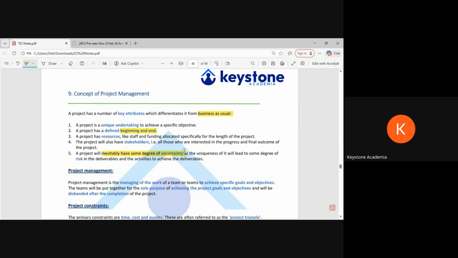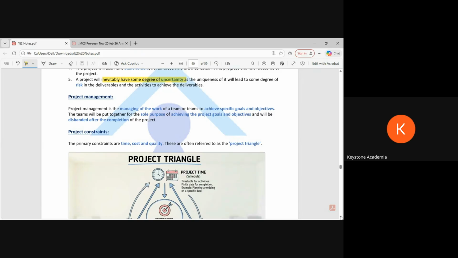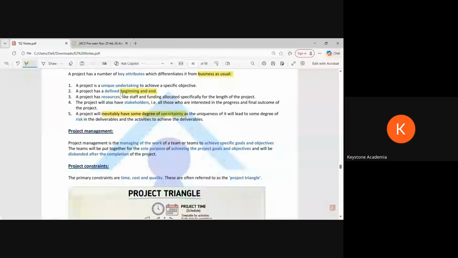This is there in every project. Now, if we talk about project management, if you manage all these 5 things, you are like a project manager. Project management is the management of the work of a team to achieve specific goals and objectives. The team will be put together for the sole purpose of achieving a project's goals and objectives and will be disbanded after completion. So a project team or a team in general is the same. The logic will be the same.